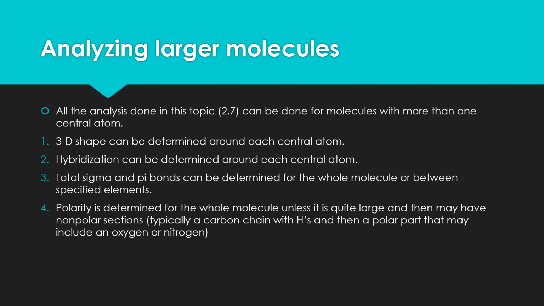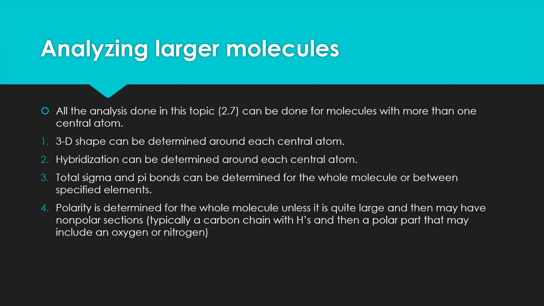The hybridization is the same. It can be determined around each central atom because those central atoms are what are bonding and what creates those hybrid orbitals. For sigma and pi bonds, we can determine the total number of sigma and pi bonds for an entire molecule. Or it might ask between specific elements, like, hey, between the carbon atoms, what kind of bonds are there?